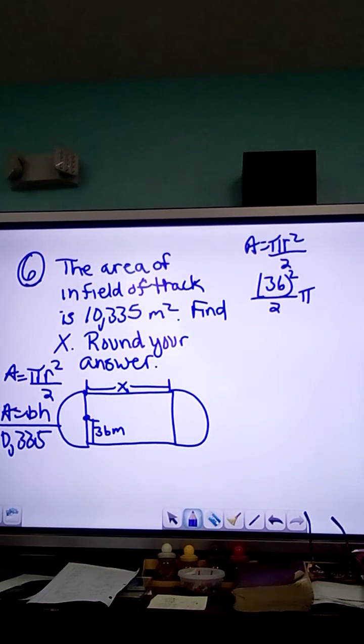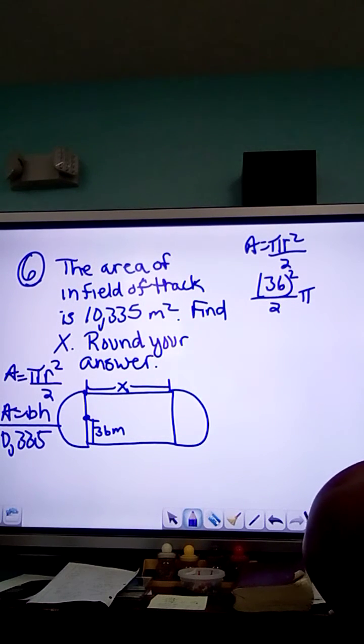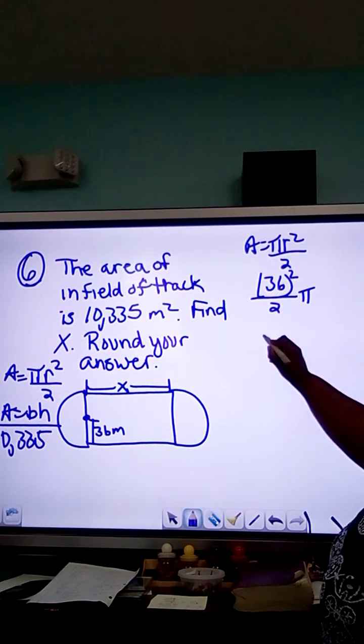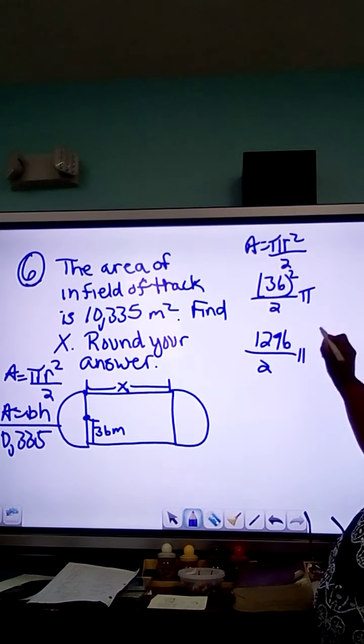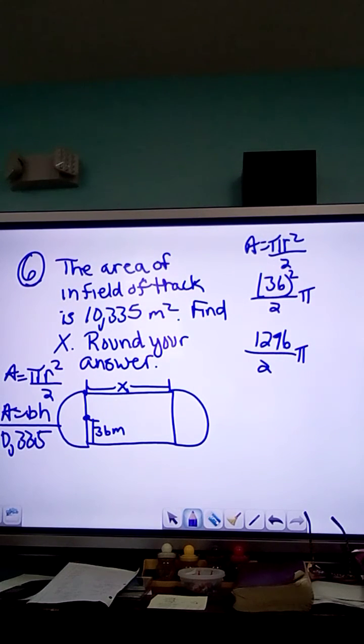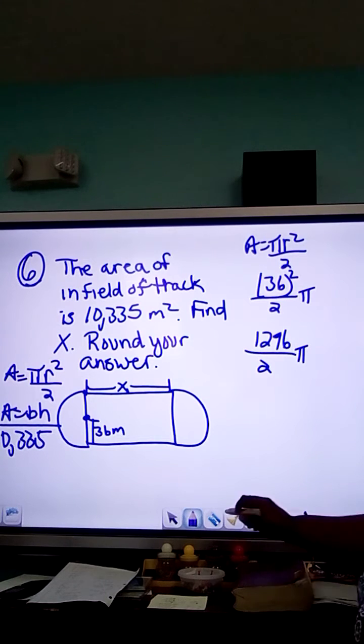36 times 36. 6 times 6 is 36. 6 times 3 is 18, plus 3 is 21. Move over, then 3 times 3 is 9, 3 times 3 is 9, plus 1 is 10. Add it all together, and we have 1296 for the area, our 36 squared. So this would be 1296 divided by 2. Save our pi for last. Okay? So now, let's go from there.